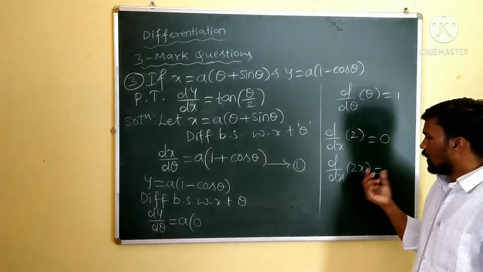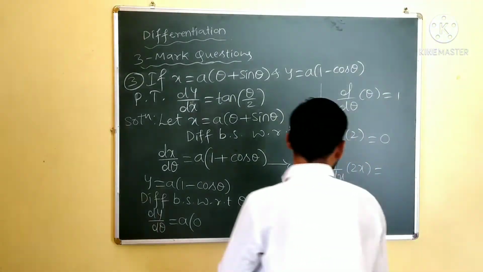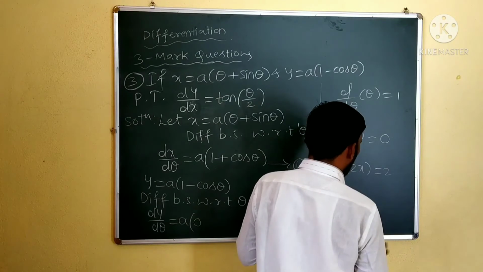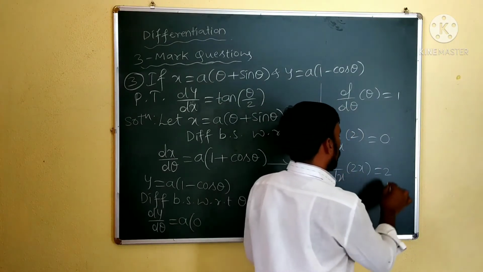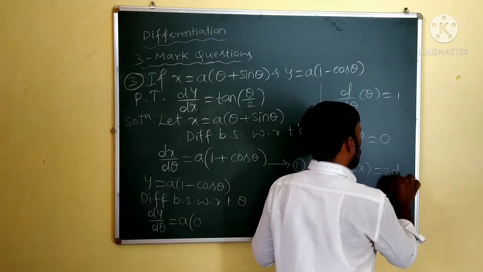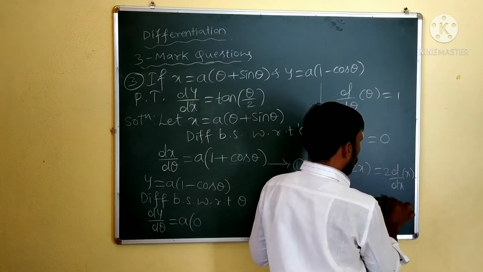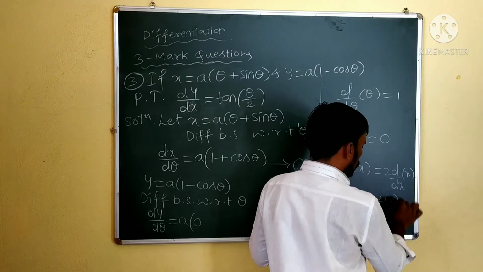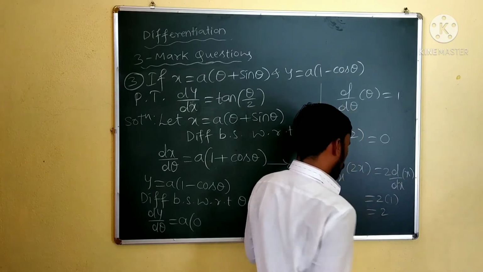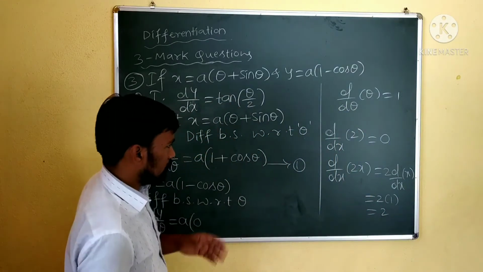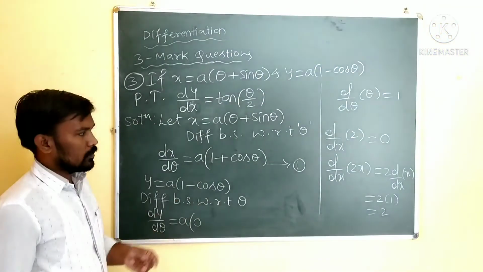So when we have 2x, what do we do? We will write the 2 outside the derivative and take the derivative of the function only. 2 as it is, d by dx of x. So 2 into derivative of x with respect to x, which is 1. So 2 into 1 is 2. That is the actual procedure.